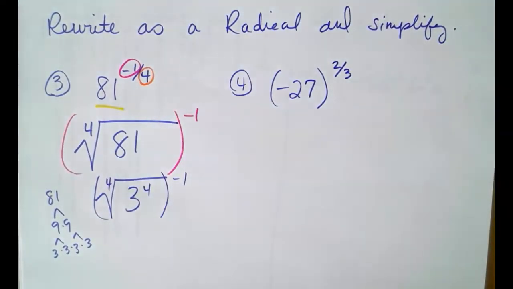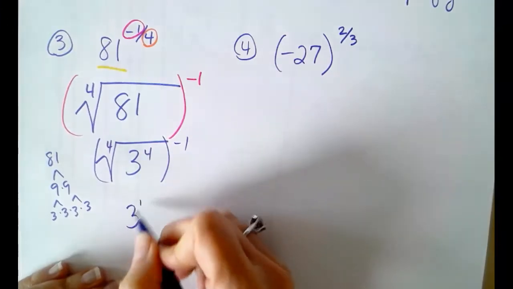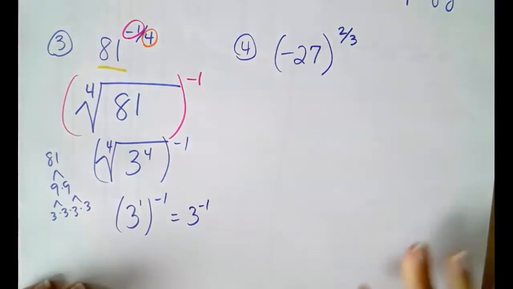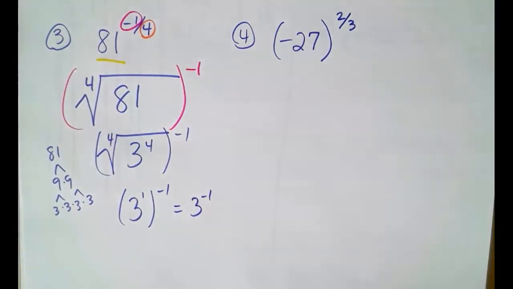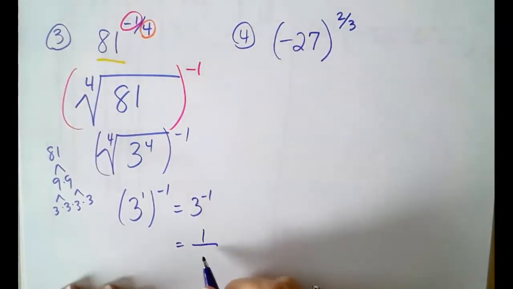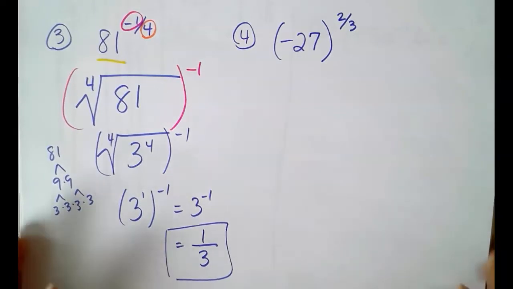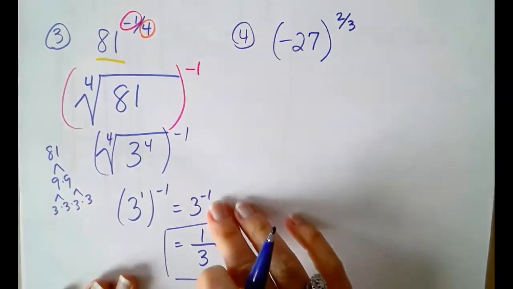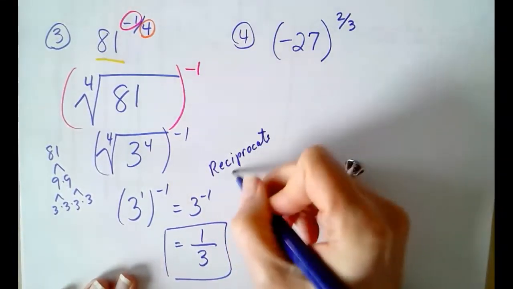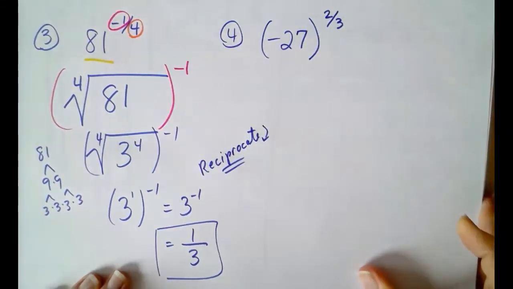Simplify the radical just as we just did in the previous problems. 4 goes into 4, 1 whole time. So we are left with 3 to the negative 1 power. And of course, negative powers make reciprocals. So this is 1 over 3. So 81 to the negative 1/4 becomes 1/3 because we reciprocate negative exponents, which means we flip them. We're going to do the same thing with number 4.